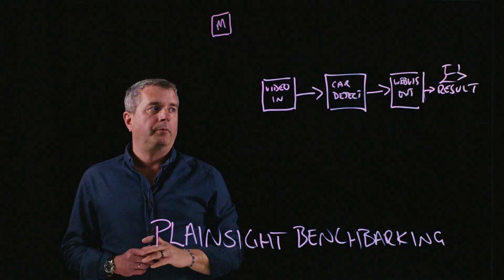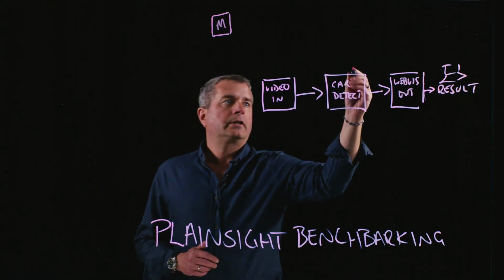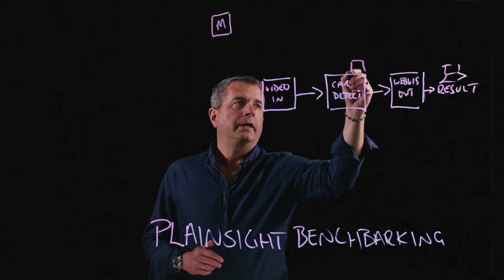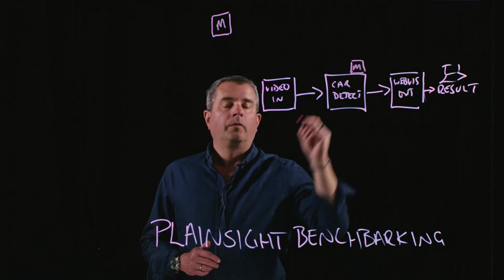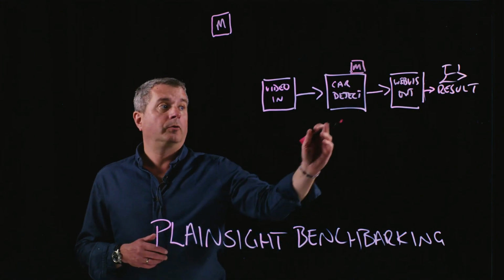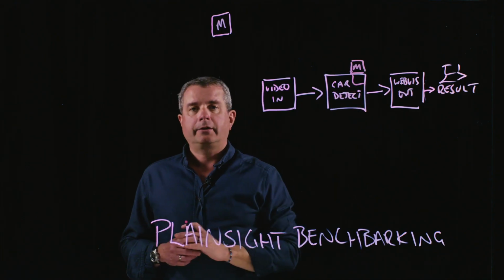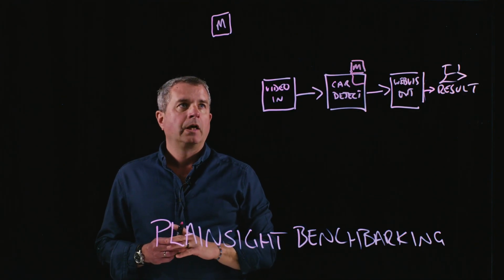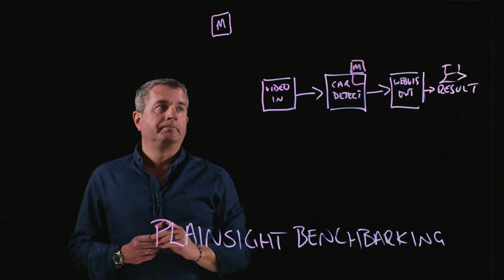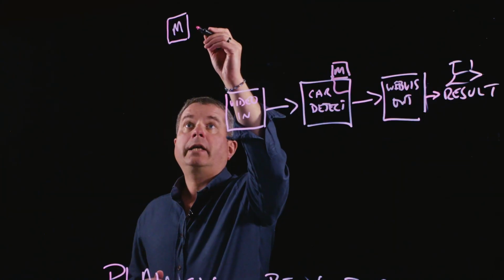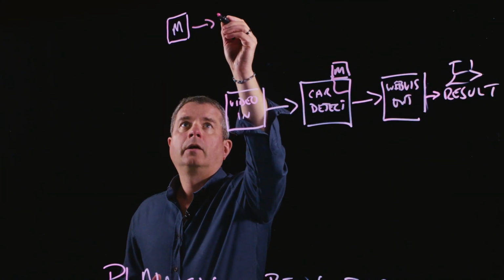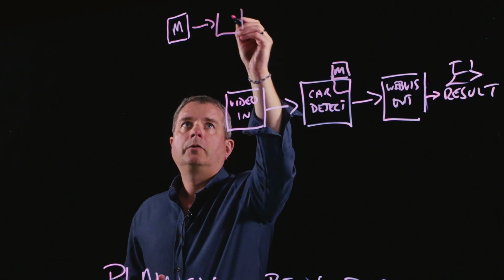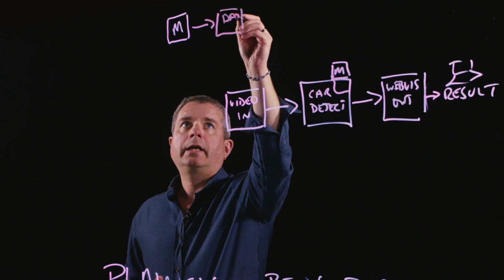Our new model is available, and we want to understand, is this going to be better or worse than the model we're currently using in the car detection filter? Well, the way in which we do that is we'll take that new model, we'll do a bit of training on it to get a data set.